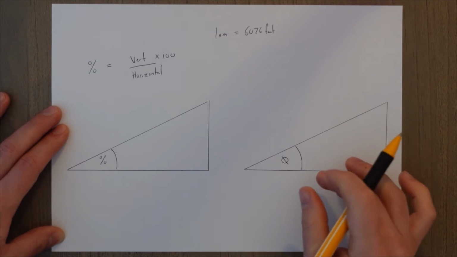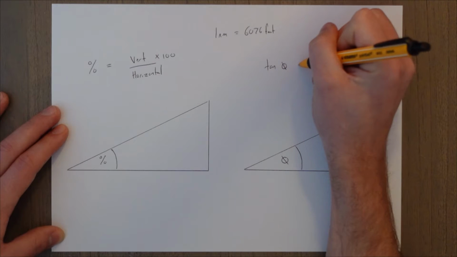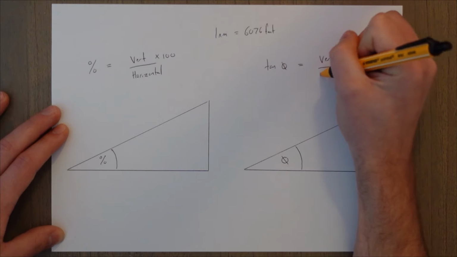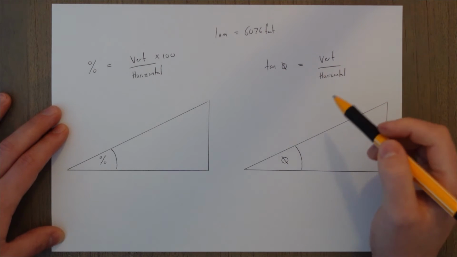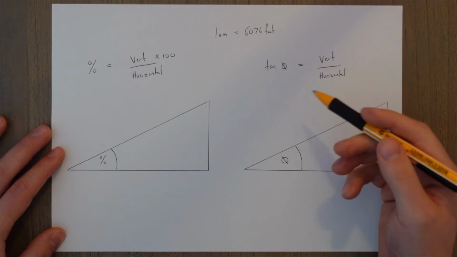And again, these will both need to be in feet. So we can say that the tan of the angle equals the opposite, the vertical, over the horizontal. You can also use the 1 in 60 rule for these calculations.